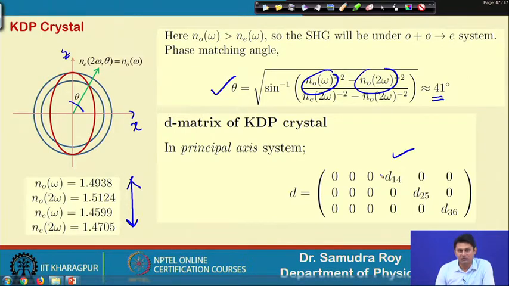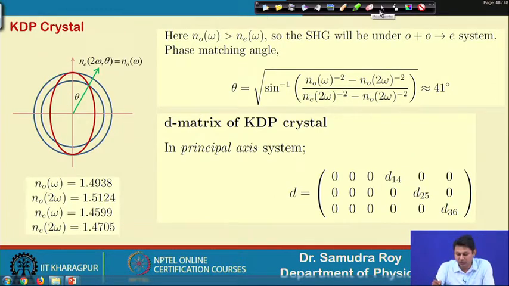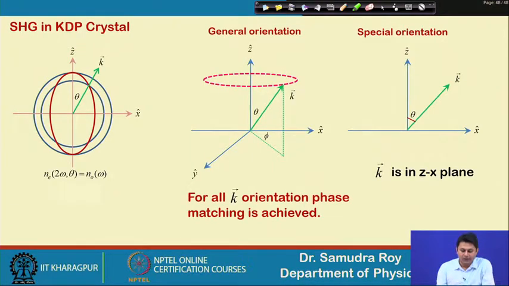These two very important pieces of information are there. So, now what we will do, we will try to find out what is the condition to generate the second harmonic in KDP crystal, or how the second harmonic is generated in the KDP crystal. So, before that we need to understand a few things. Let us understand what is going on here.